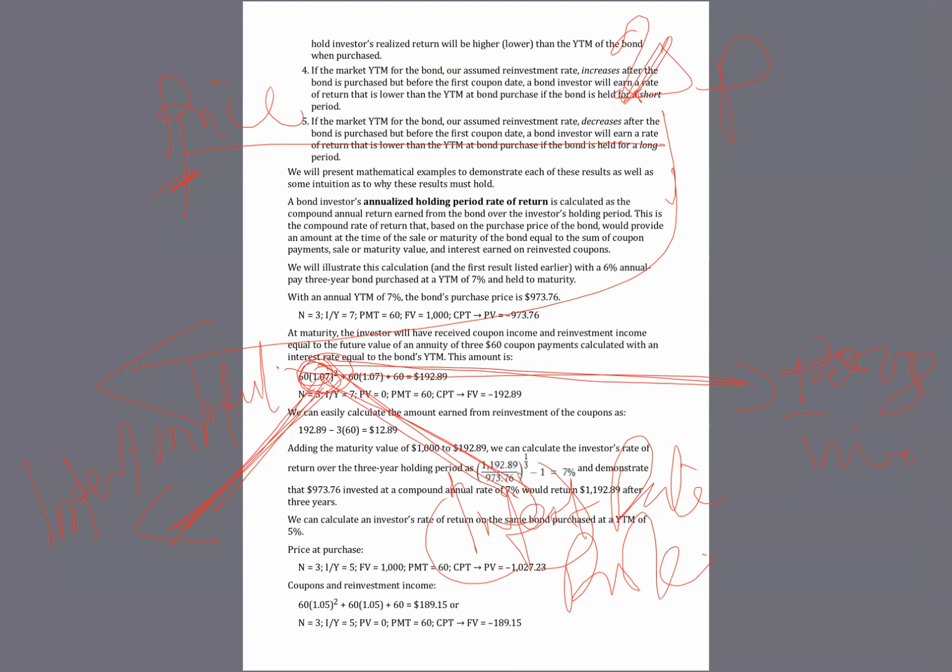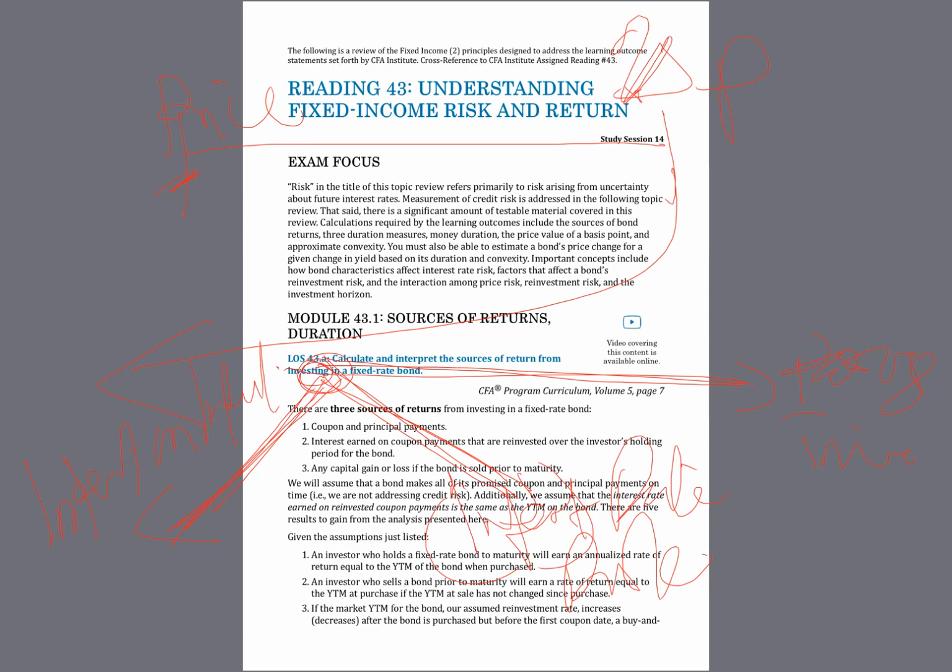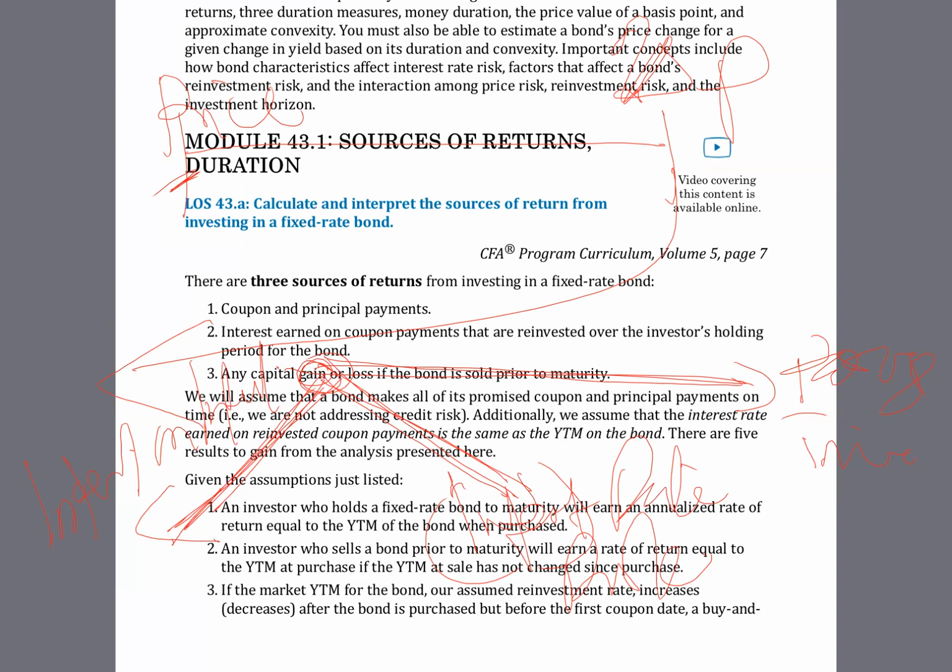Then you look at the four. So something like this, if you don't understand it, it will be difficult to select what the answer may be. Are you getting me? So you realize it's not calculation generally, but intuitively, what does it mean? So let's look at the first statement, for instance. An investor who holds a fixed rate bond to maturity will earn an annualized rate of return equal to the yield to maturity.